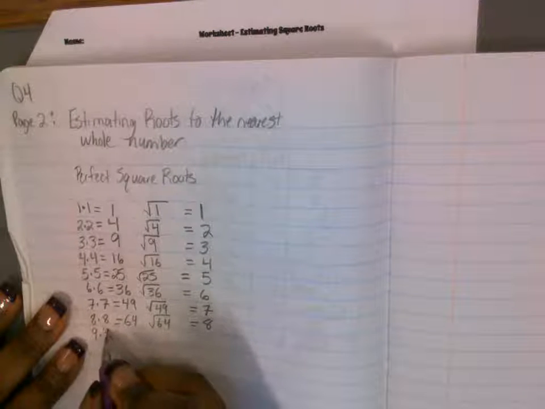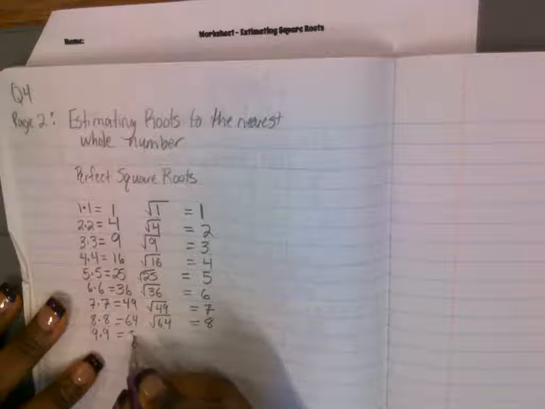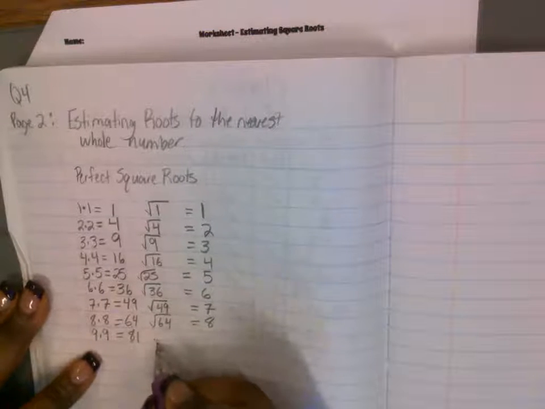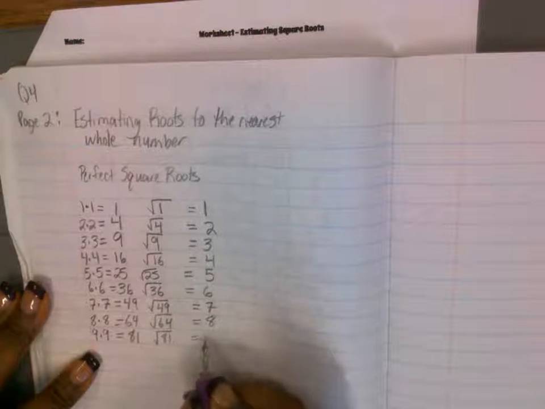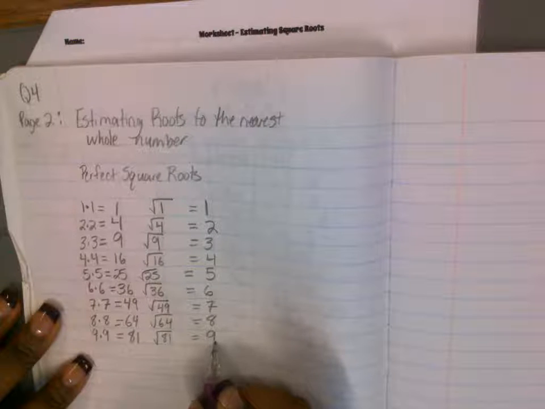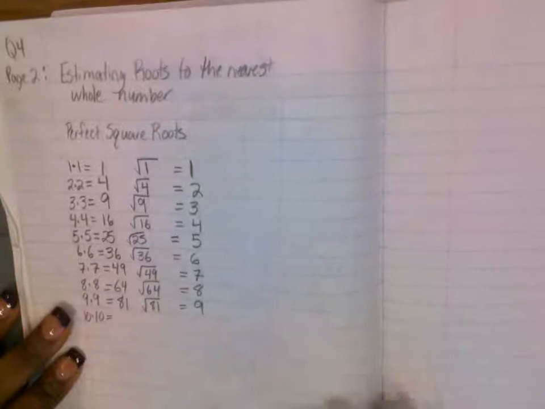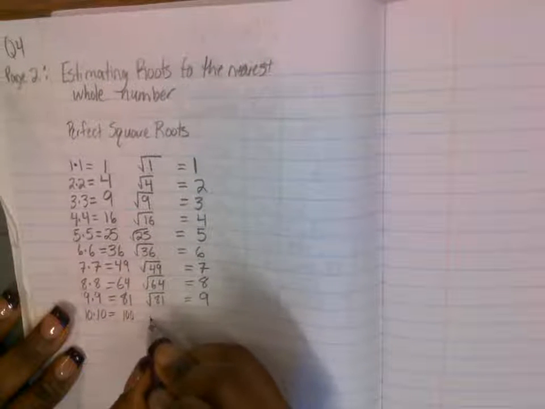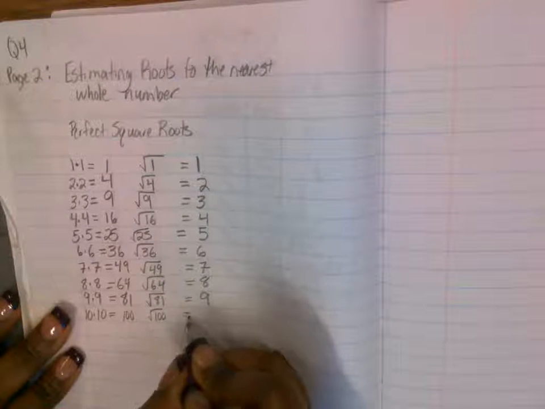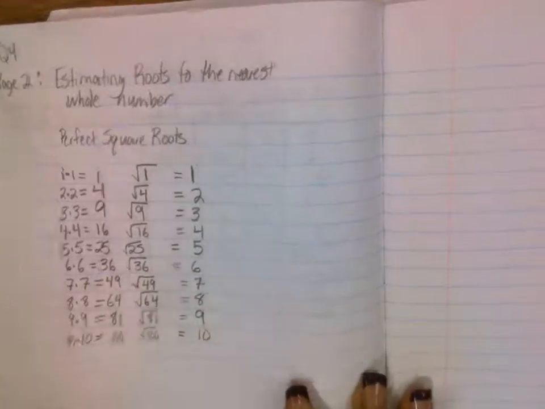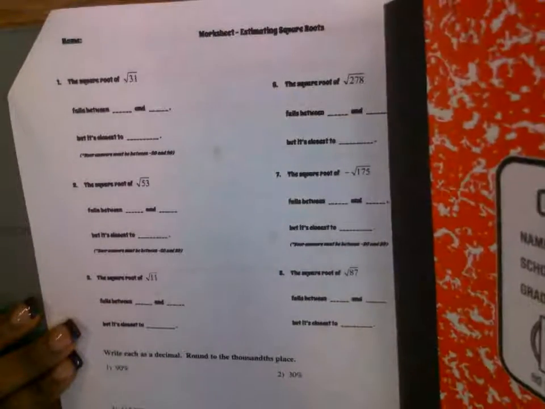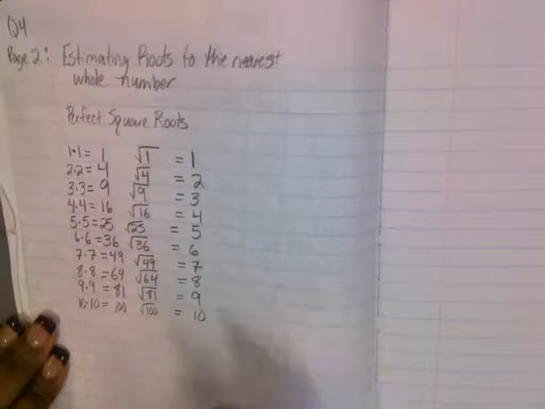Then we have 9 times 9. 81. Good job. The square root of 81 is equal to what? 9. Then we have 10 times 10 is what? 100. So the square root of 100 is 10. Let me see if I have to go higher with any of these. Yeah, just a little bit higher. Okay.